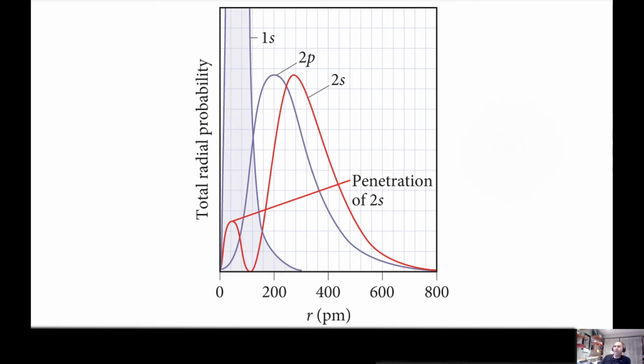Clearly, the 1s orbital, which is in this purple that skyrockets here, has the total radial probability very close to the nucleus. So this has the strongest attraction to the nucleus, and so the 1s orbital is the lowest energy orbital. Now, after that, the next set are the orbitals that have n equals 2, and we have 2s and 2p. Interestingly enough, on average, the 2s orbital is actually further away from the nucleus than the 2p.